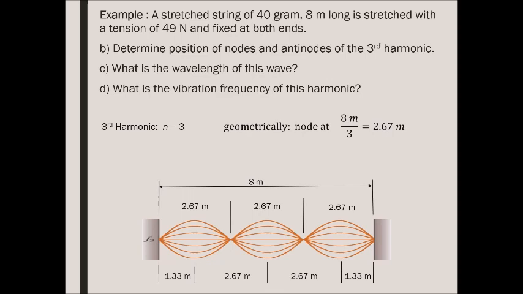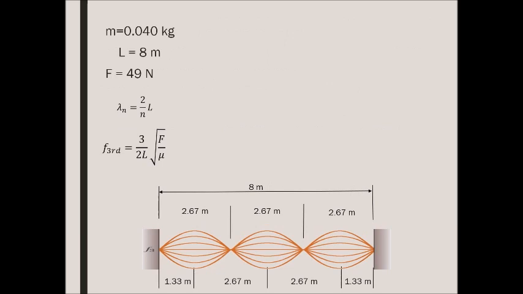Next we want to look at finding the wavelength and the frequency for this particular wave. So the wavelength is lambda, and we said we're working with the third harmonic, so that's 2 over 3 times our length of 8 meters, so 2/3 of 8 meters is 5.33 meters. And now we want to figure out what the frequency is. We could go ahead and use velocity equals f lambda and find the velocity that way, but we already have the equation with velocity built in, so we'll do that.